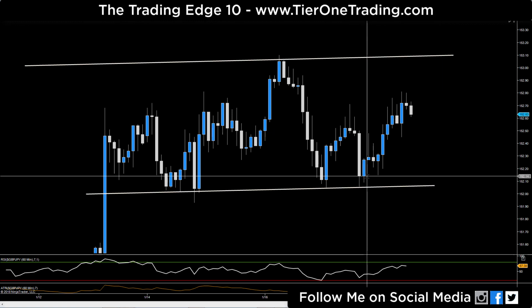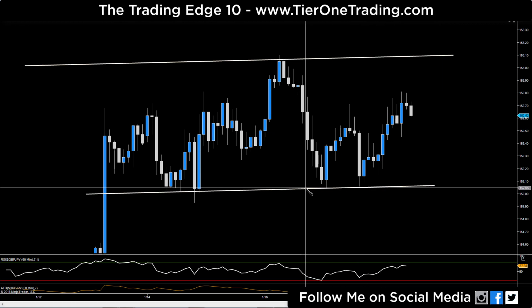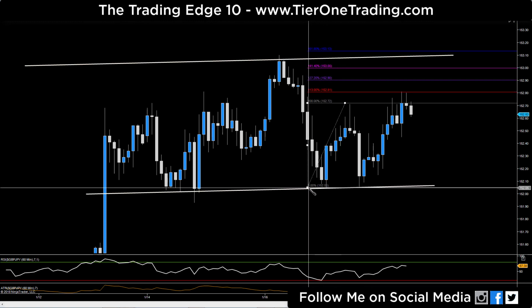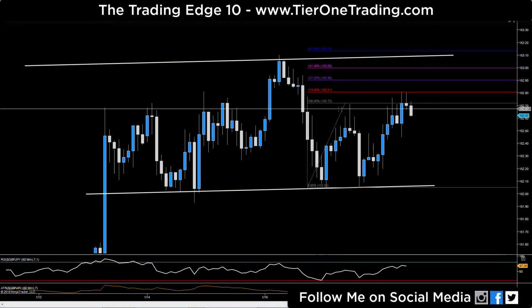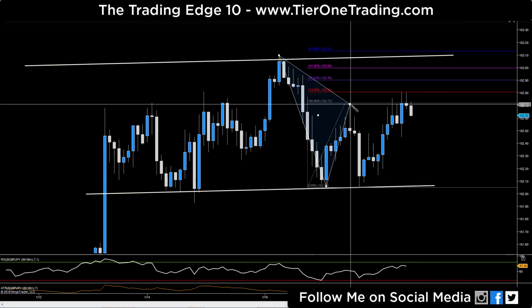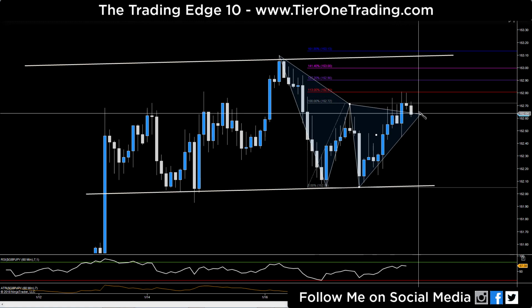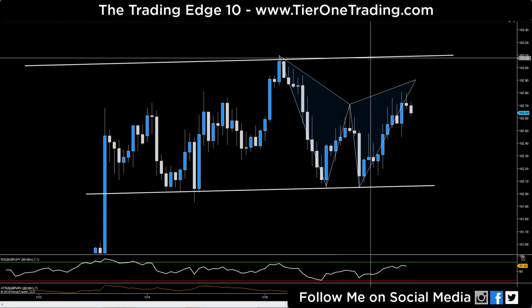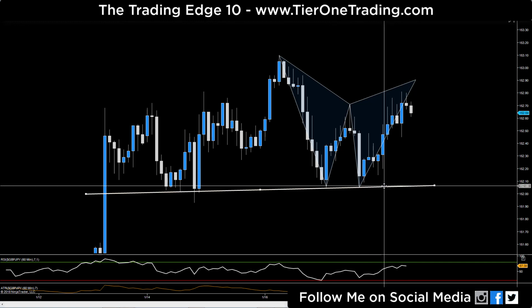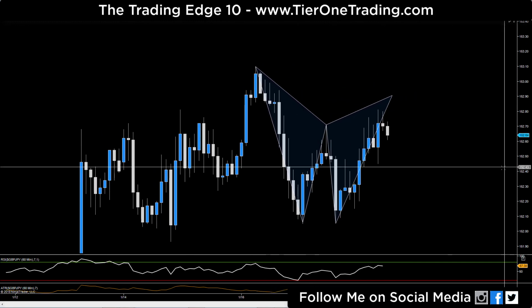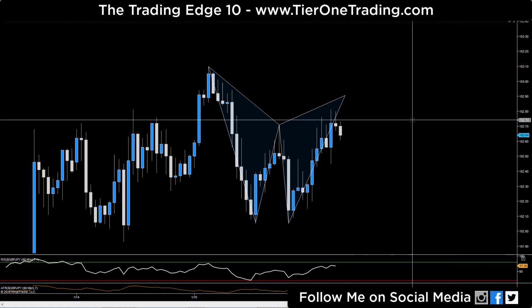So what we're going to do is we're going to build up our entry zone. We're going to identify our entry zone. You can see 152.90 is here. Okay, so let's draw this in. X to A to B, B to C, and a CD completion up here at 152.90.